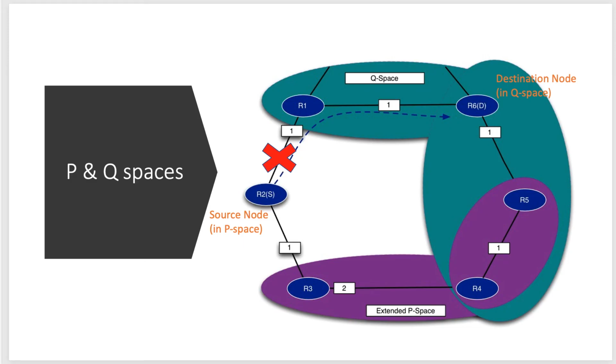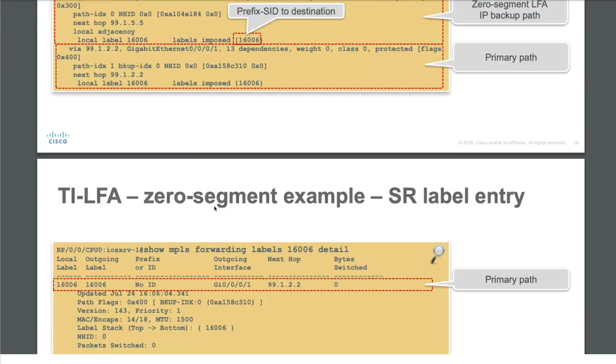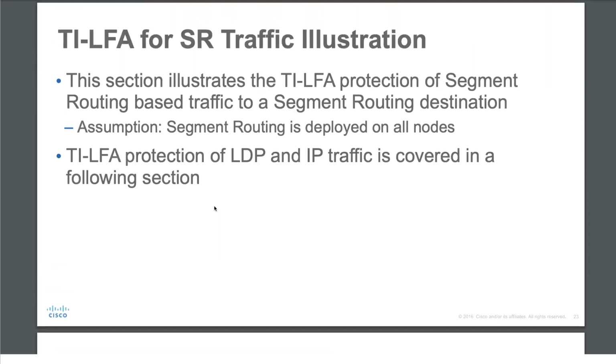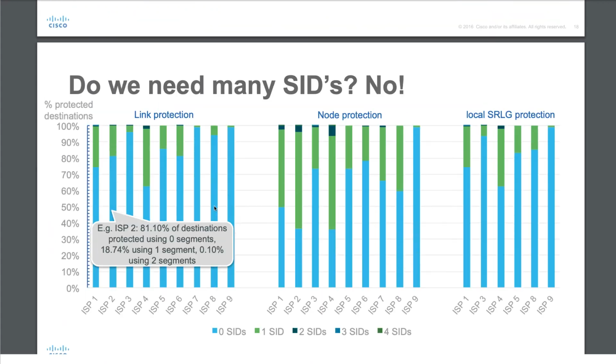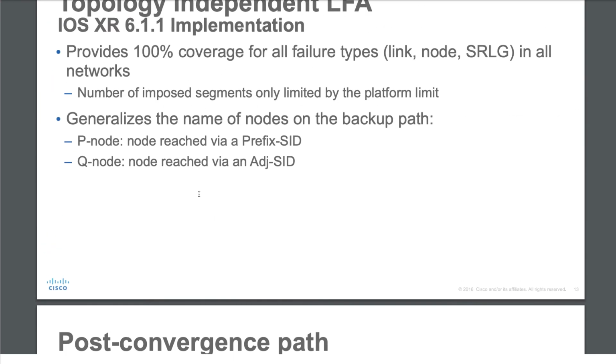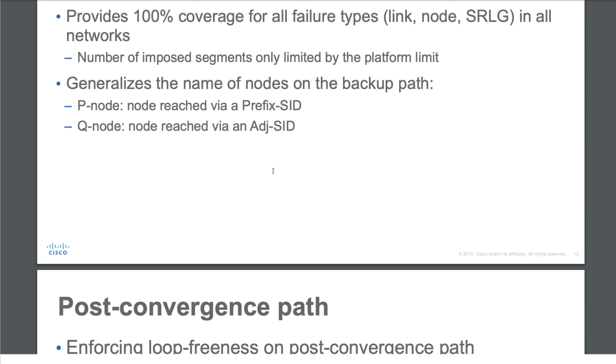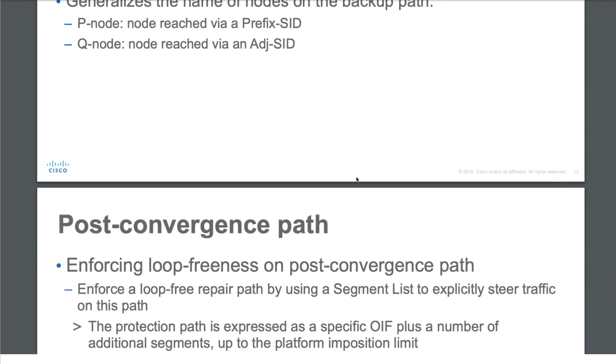And again, if I go back quickly to the instructions here one more time, let me quickly back it up. That's what we had learned earlier, that P nodes are the nodes reached via prefix SIDs, and that's what we saw on the label stack. To reach the P nodes, we were making use of the prefix SIDs, and to reach a Q node, we use the adjacency SID, and that's what we saw in the last example of the double segment failure primarily.